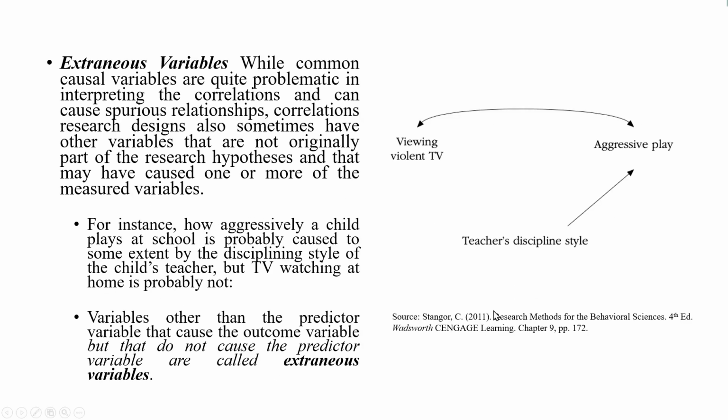Look at this here. We have the predictor variable, viewing violent TV. We have the outcome variable, aggressive play. We know that there is possibility of reciprocal causation, that is why the double sided arrow. Here there is an extraneous variable that we did not account for, teacher's disciplinary style. This is not a common causal variable, it is not affecting both. It is just an extraneous variable because it is affecting from outside just the outcome variable. This is the best way to distinguish between a common causal variable and an extraneous variable, and must be kept in mind while interpreting the results of the correlation.